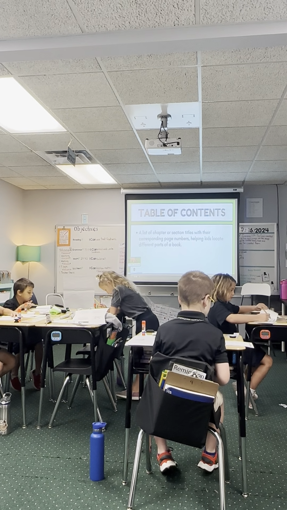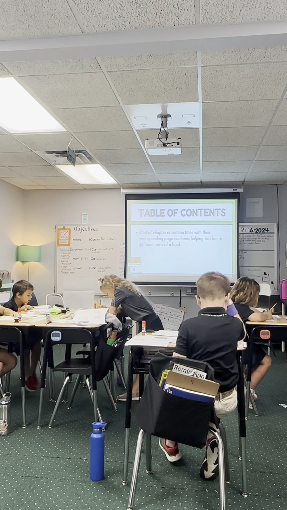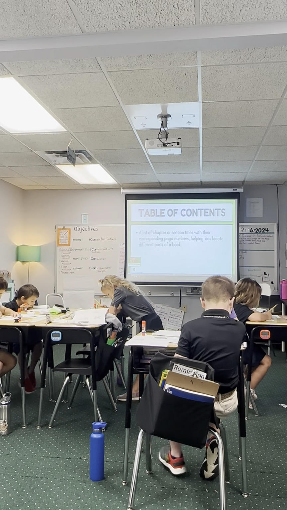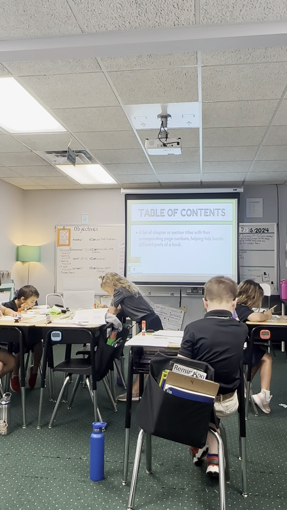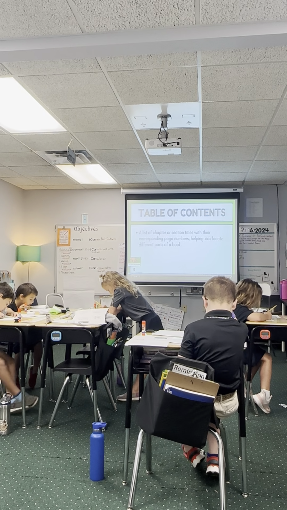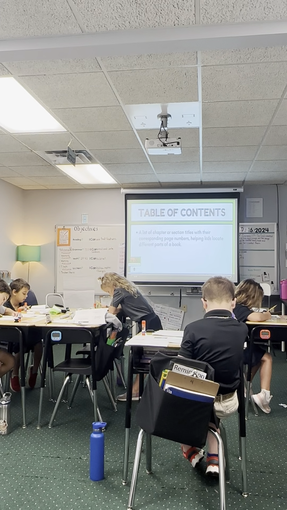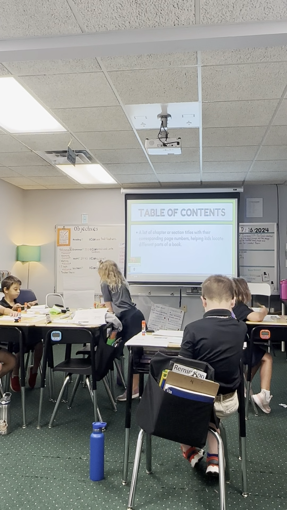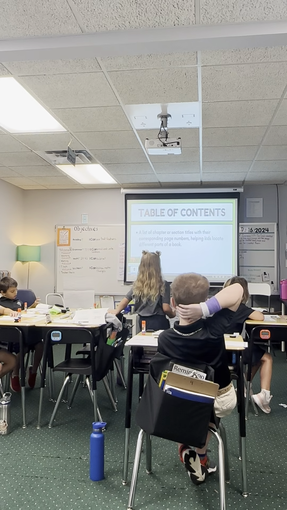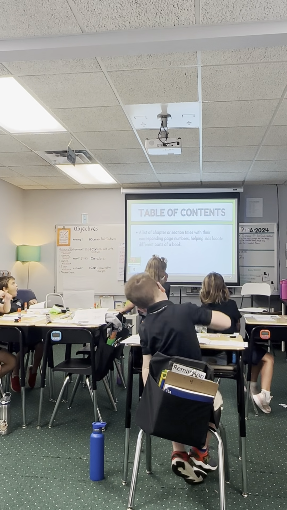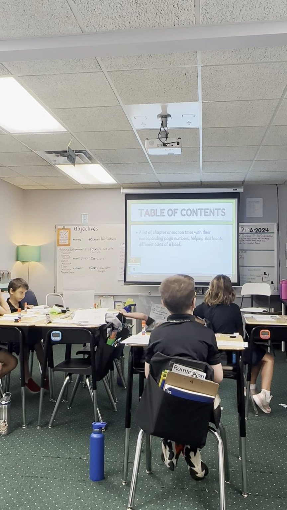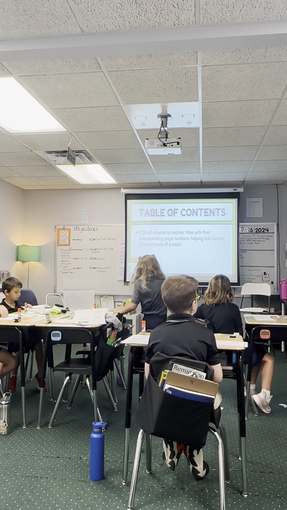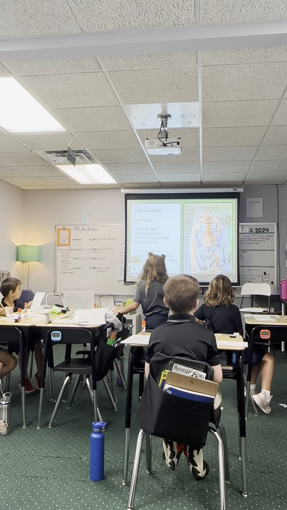The table of contents is found at the beginning of the book. It's to tell the reader the name of the chapters and what page each chapter can be found on. That's right. So up here it says a list of chapters or sections or titles in your book with their corresponding page numbers, and they help us locate different parts of the book. And this is what a table of contents looks like.